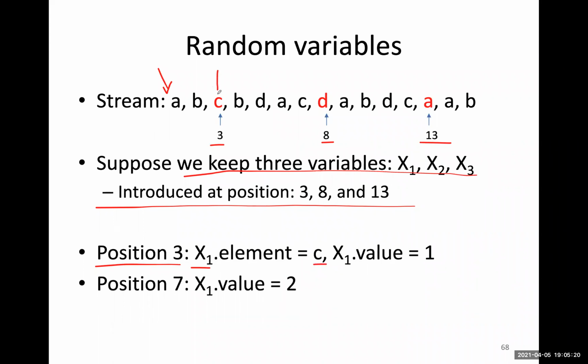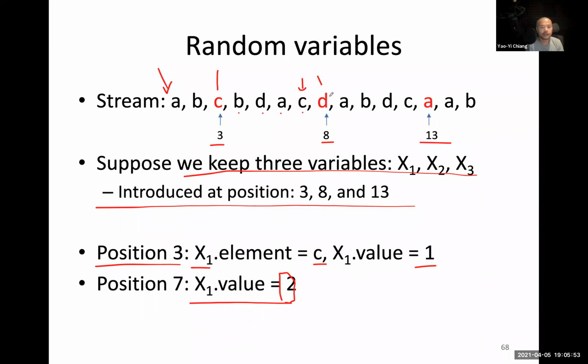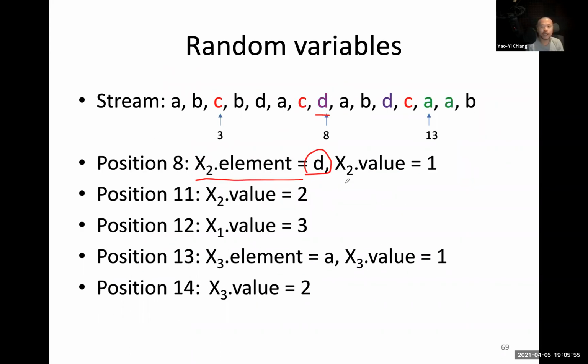All right, position 3, you introduce x1, so x1's element equals c, right? You have a c here. And the value is 1 because this is the first time you introduced the element. At position 7, so 3, 4, 5, 6, 7, you see another c. You're going to increment your x1 value to 2, right? Fairly simple. At position 8, you introduce the second element. This element is d because you have d here.